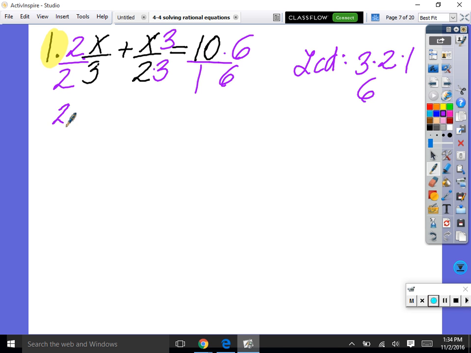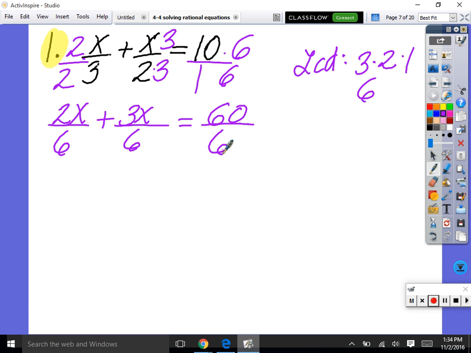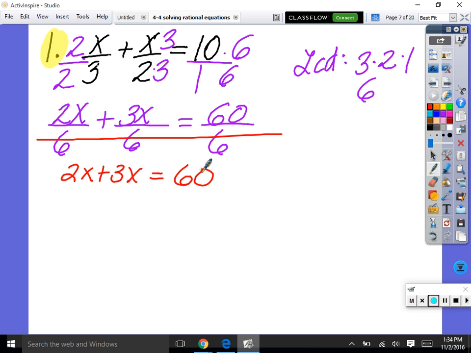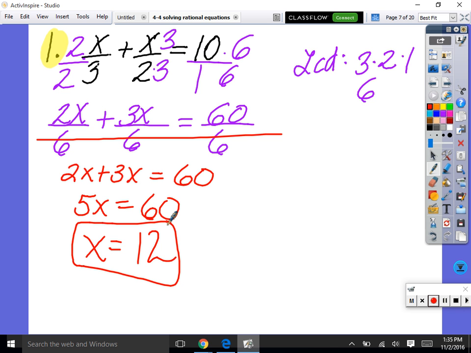So let's rewrite it. We have 2x over 6 plus 3x over 6 is equal to 60 over 6. Does everybody see how I'm just multiplying those out? Now don't we have a common denominator? Look at it. So now we can ignore it and solve using the top. 2x plus 3x equals 60. Solve for x. 5x equals 60. So x equals 60 divided by 5. Okay, good. Wasn't that pretty simple? Is this going to be easy or is it going to be hard? If you know how to do that, you can pretty much do all of them.